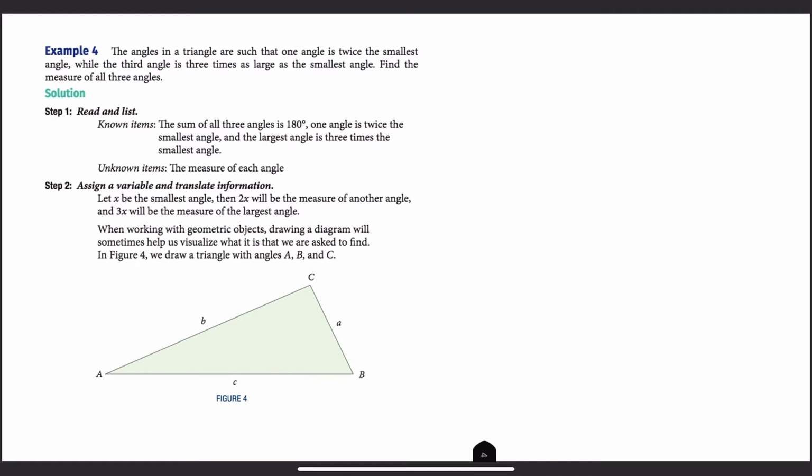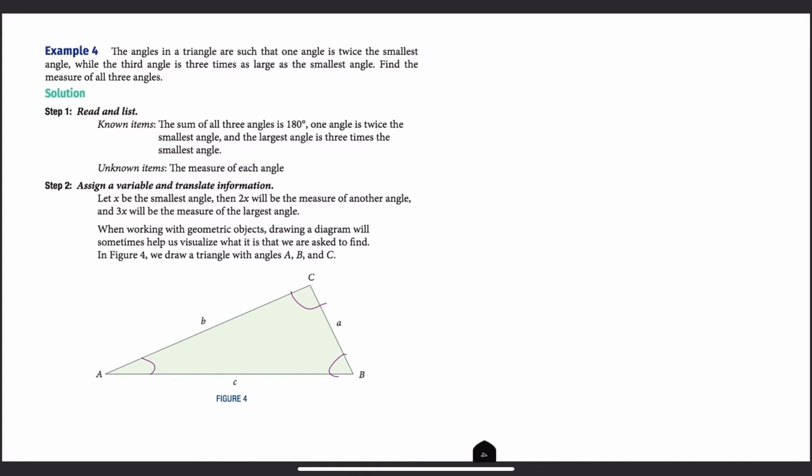So we may get some triangle problems. Something to know is that the interior angles of a triangle, they add up to 180 degrees. This is kind of an interesting phenomenon that anytime you have a triangle, the interior angles of that triangle will sum to 180 degrees. And so that's a piece of information that we know and that we need to know.